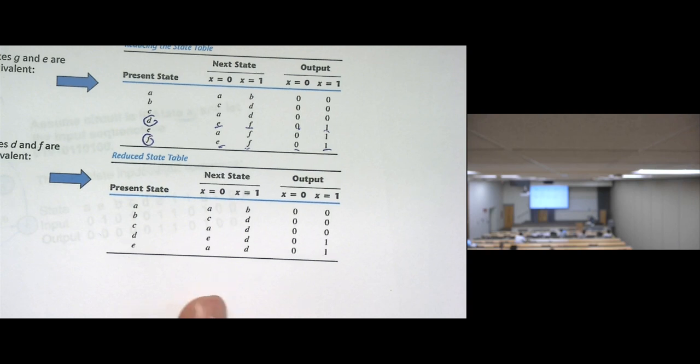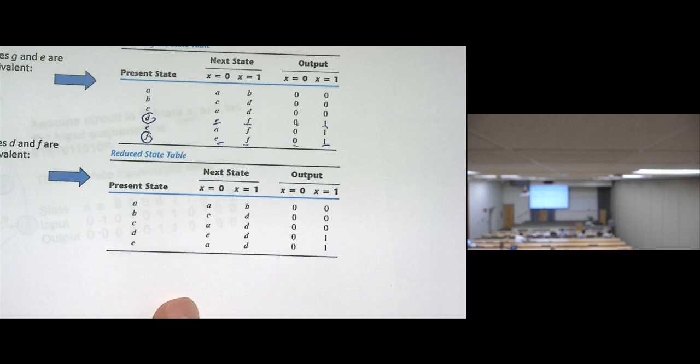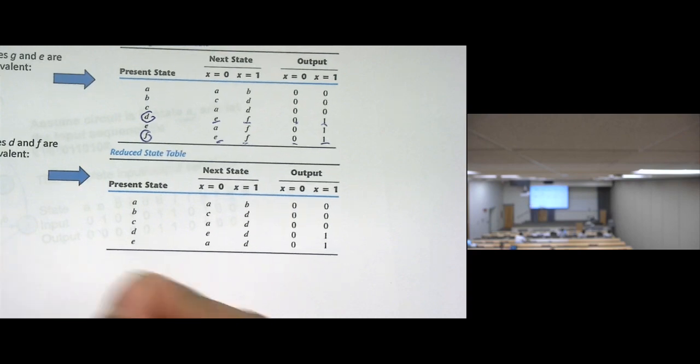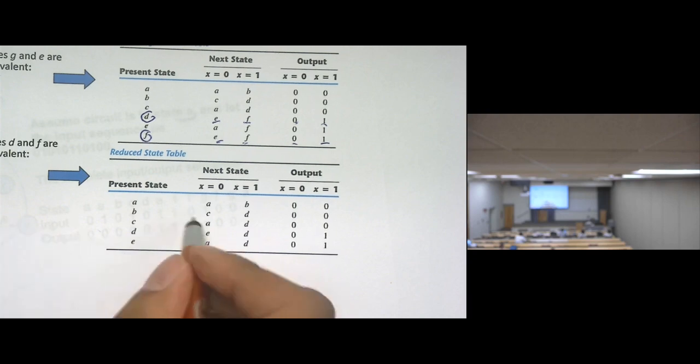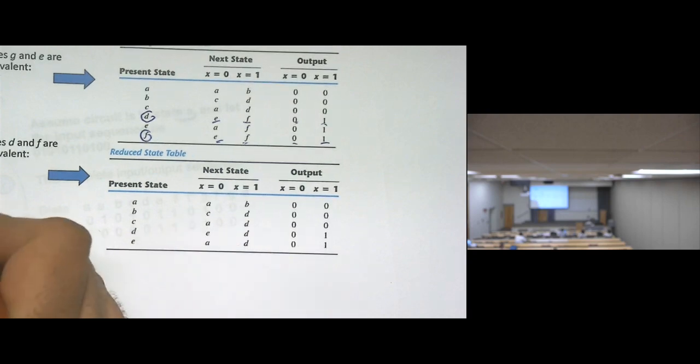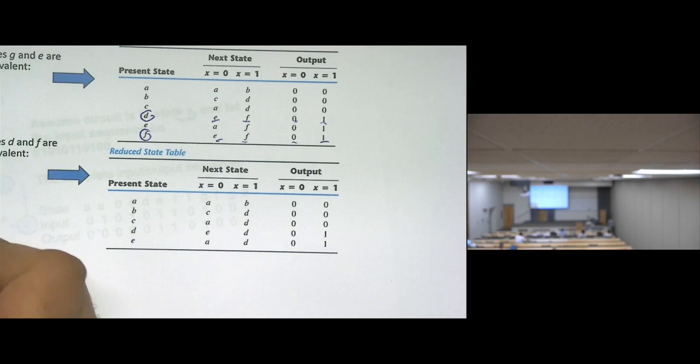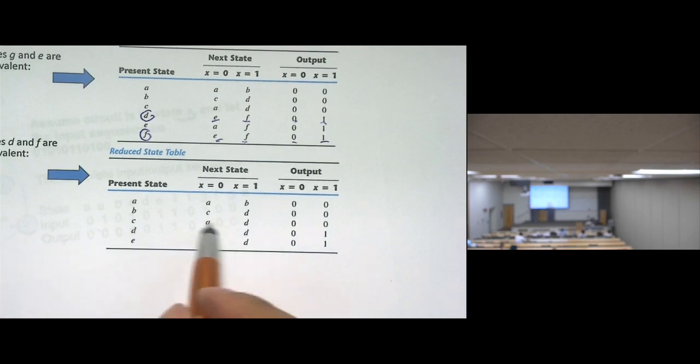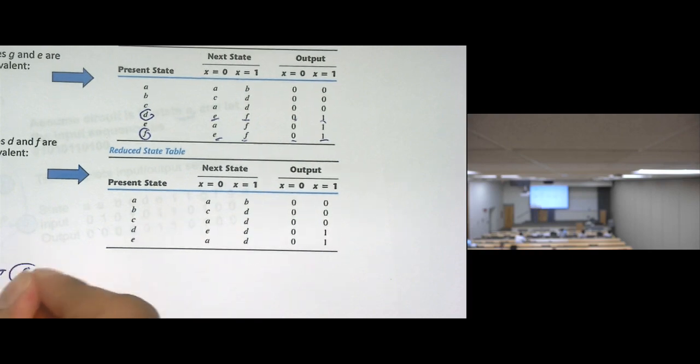Now, with the new reduced state table, let's draw the state diagram for the new circuit. So we can say that here is state A. If the input is 0, it will remain at A and the output is 0. If the input is 1, it will go to B and the output is 0. Now with B, if the input is 0, it will go to C.